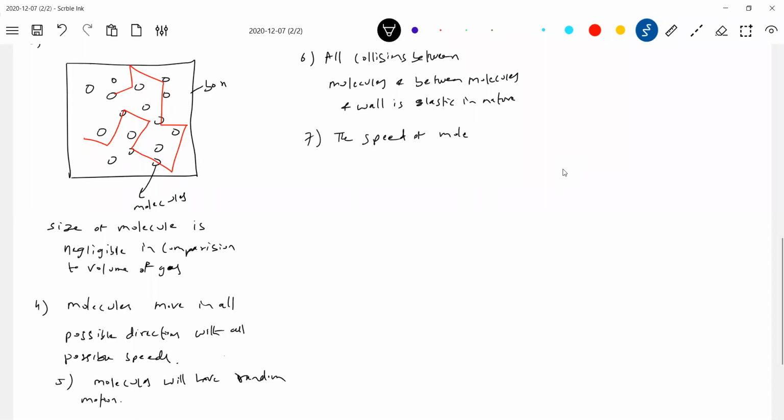Again, it doesn't mean that the molecule will be at rest. It will have a very low speed. Okay, the speed of gas molecules lies between, let me write, lies between 0 and infinity. So the speed of a molecule, infinity means very high speed here. It doesn't literally mean infinity, just very high speed.